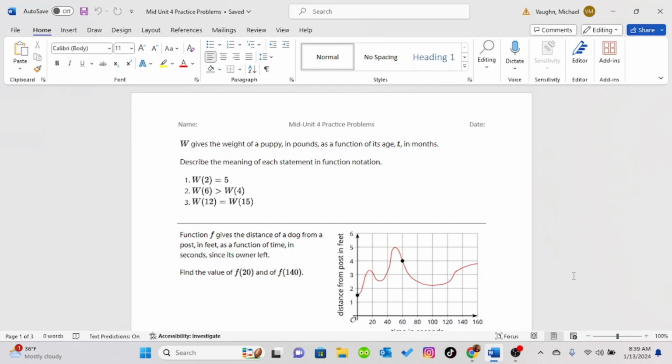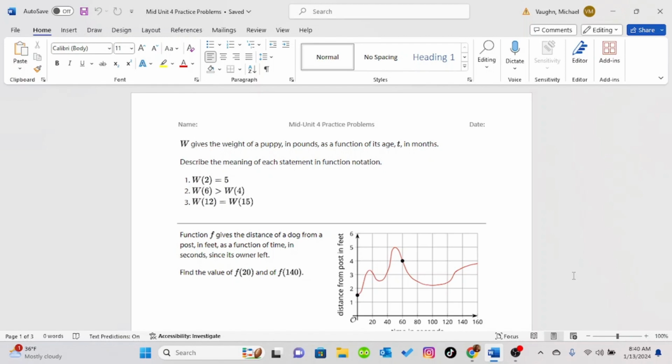These will be the practice problems that help you make sure you're ready for our mid-Unit 4 test, which will be on Friday. These questions were hand-selected to be as close to the material that will be on the test as possible.